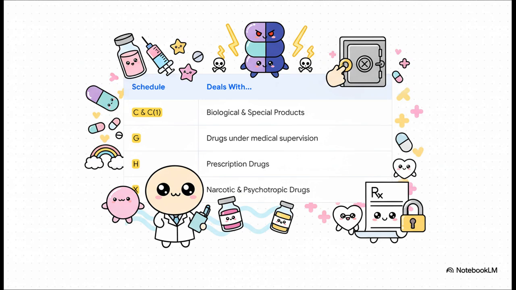You've got Schedule C and C1. These cover biologicals, things like vaccines, serums, stuff that needs special care. But then, notice how the level of control goes up. Schedule G is for drugs that have to be taken under medical supervision. Then you step up to Schedule H, which are your standard prescription-only drugs. And at the very top you have Schedule X, the most tightly controlled substances like narcotics. It's like a ladder of increasing regulation.